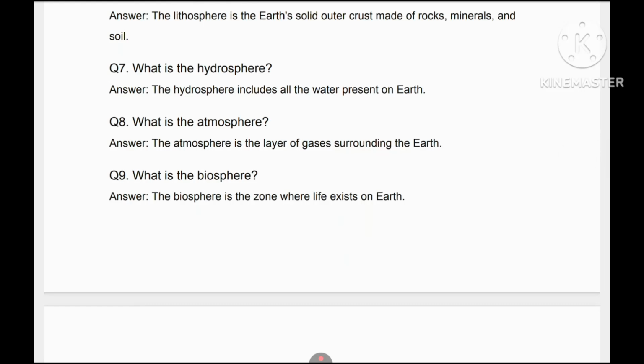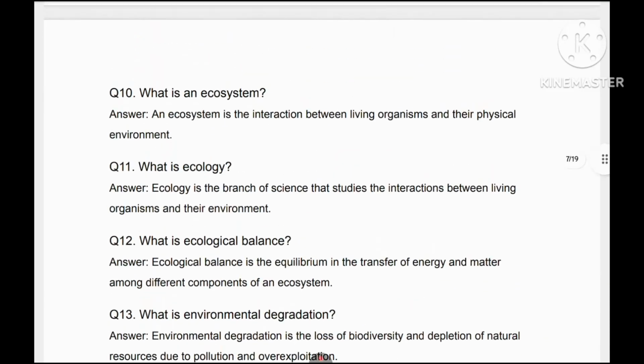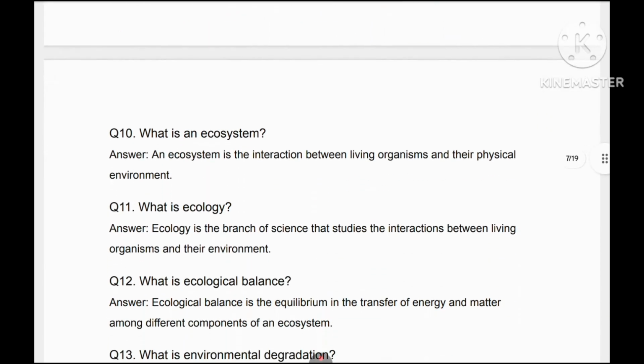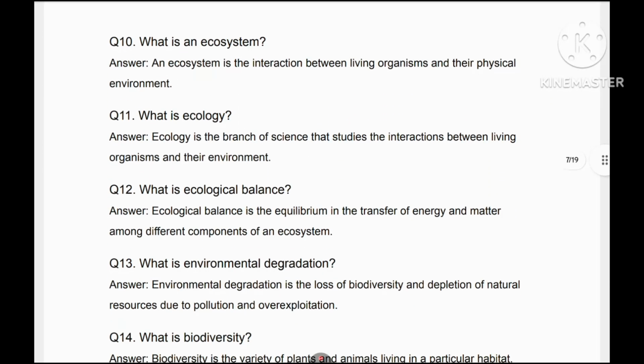What is the atmosphere? The atmosphere is the layer of gases surrounding the earth. What is the biosphere? The biosphere is the zone where life exists on earth. What is an ecosystem? An ecosystem is the interaction between living organisms and their physical environment. What is ecology? Ecology is the branch of science that studies the interactions between living organisms and their environment.